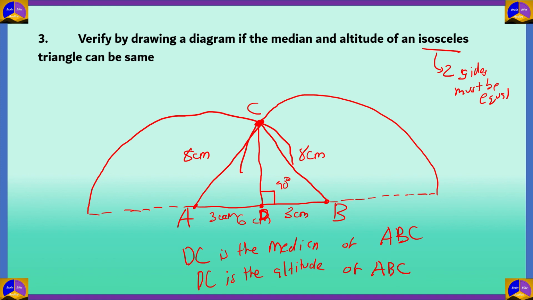Since DC is perpendicular to AB, we have proved that DC is the median and the altitude of an isosceles triangle. So the median and altitude of an isosceles triangle can be the same. Thus verified.